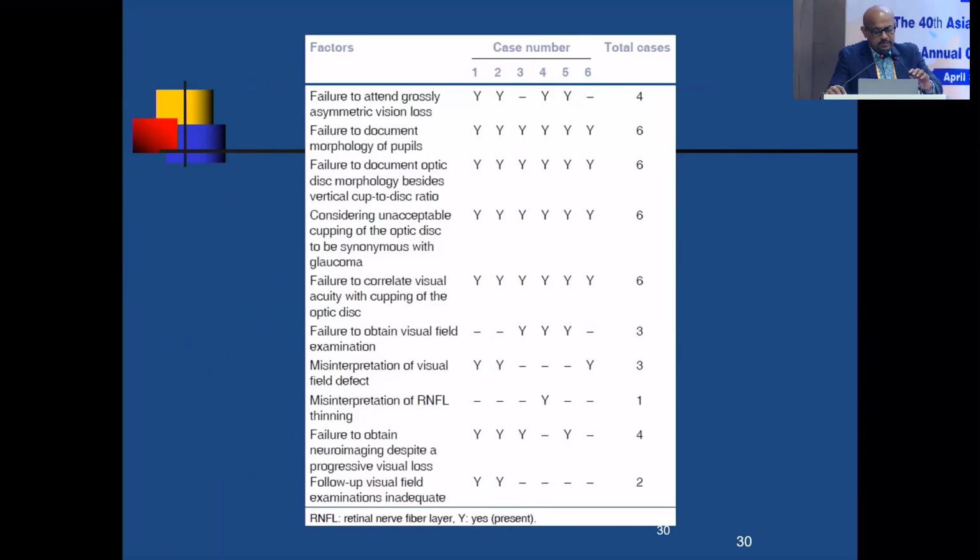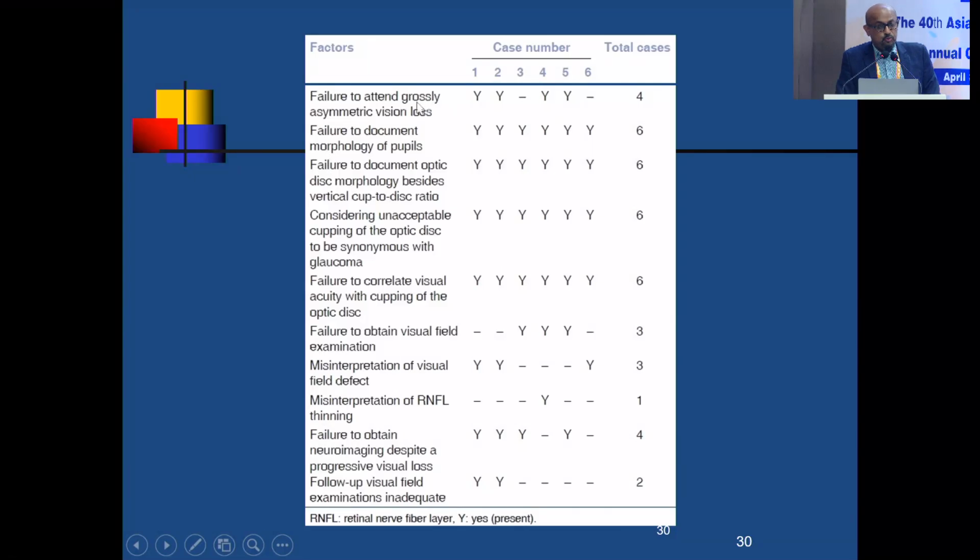This was a very nice study which was done by our colleagues at Shankar Netralaya, by Dr. Ronnie George and Nikhil Chaudhary. They looked at 6 patients who were being treated as patients with glaucoma, and they turned out to be neurological issues, and they went back to the chart and looked at what was missed out, and what was missed out was really startling. Right from the beginning, they said that in 4 out of 6 patients, the treating physician failed to attend to grossly asymmetrical vision loss.